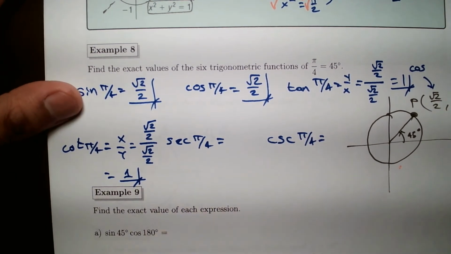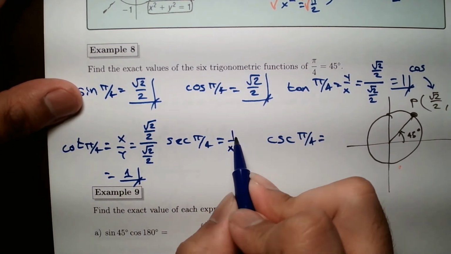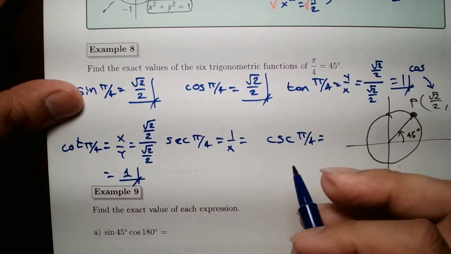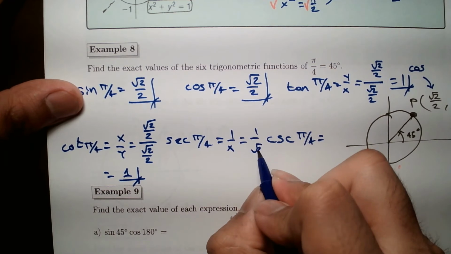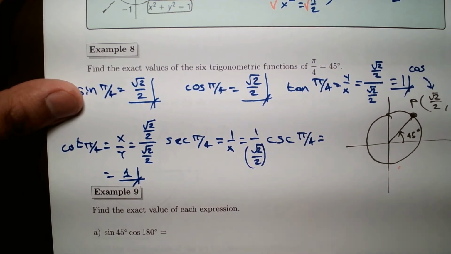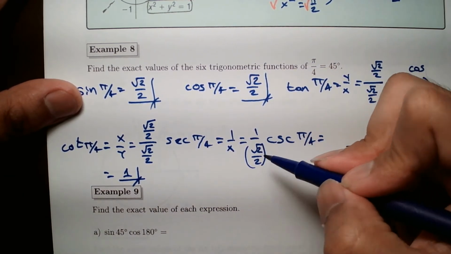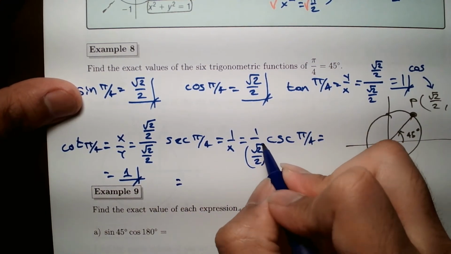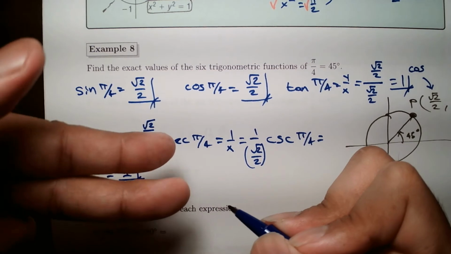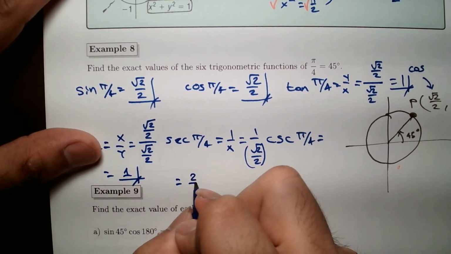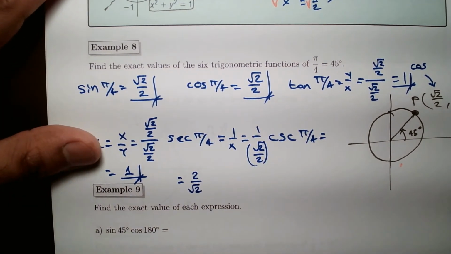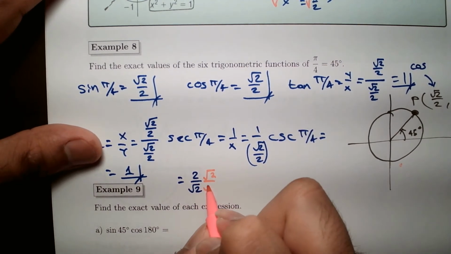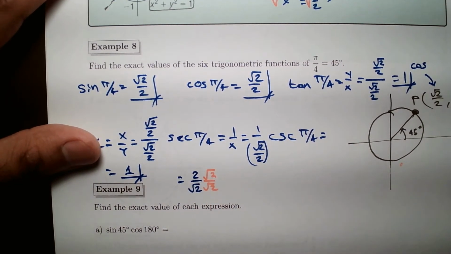Secant of pi over 4, that's 1 over x, the reciprocal of cosine. So if cosine is root of 2 over 2, its reciprocal is going to be this, but this is ugly looking, and we need to fix this guy. 1 over a fraction is the same as the flipped fraction, which is 2 over root of 2. But again, you don't want radicals in the denominator. Root of 2, rationalize the denominator.